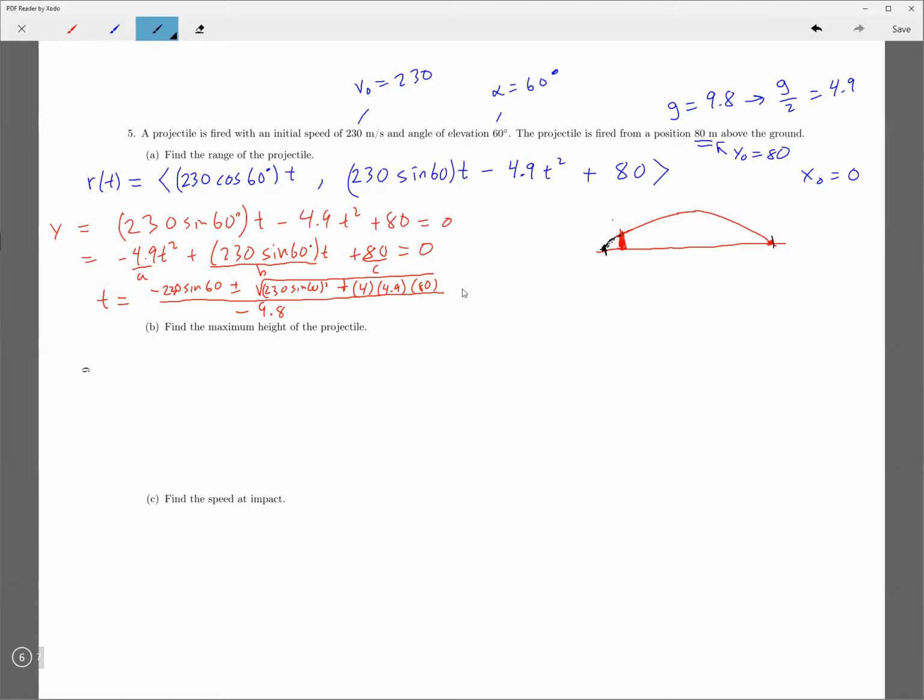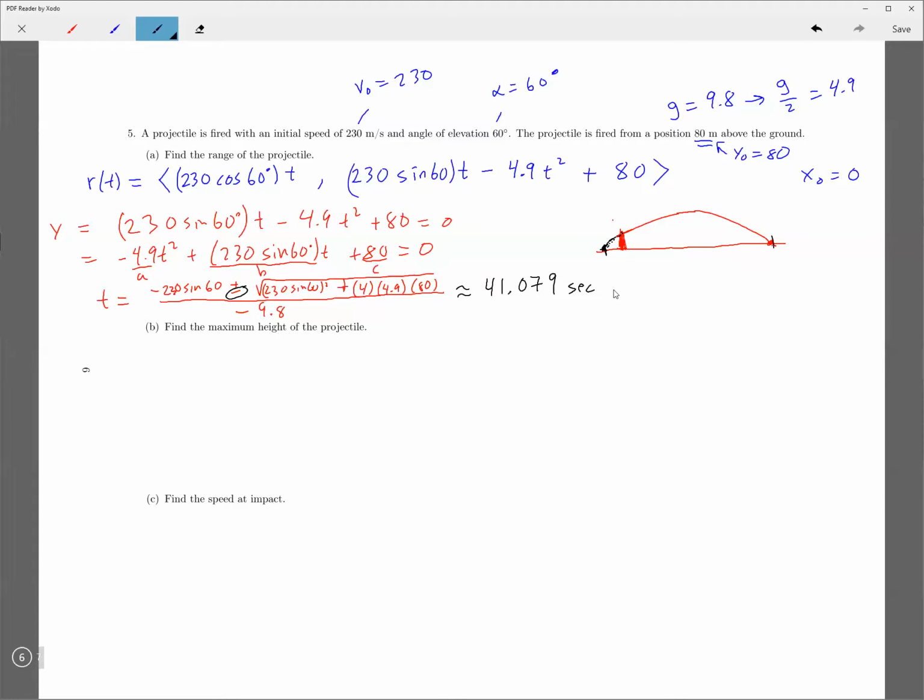So what you want to do is use both negatives. Use the minus one. If you use that one, you get approximately 41.079. So that's going to be the time from when it's fired here to when it lands: 41.079 seconds.